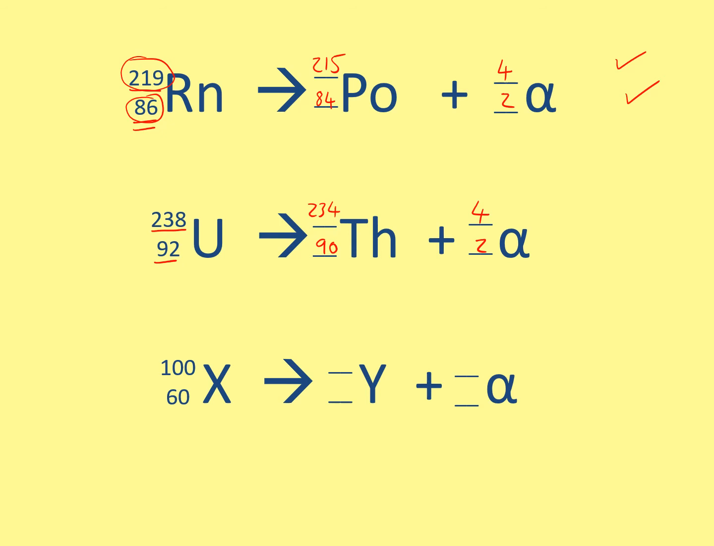Now we can double check ourselves by saying we started with 92 protons and we've ended up with 90 plus 2. And we started with 238 things in the nucleus and we've ended with 234 plus 4, which is 238. So that's correct.